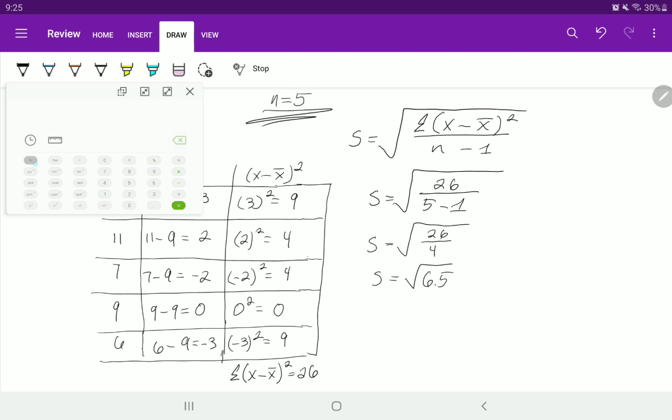Something is going on here. All right, it's fixed. 6.5. And we want to round to two numbers after the decimal. So our standard deviation is approximately 2.55.